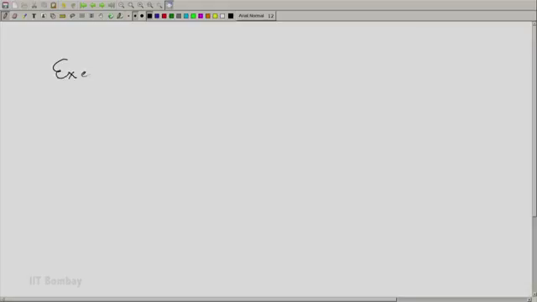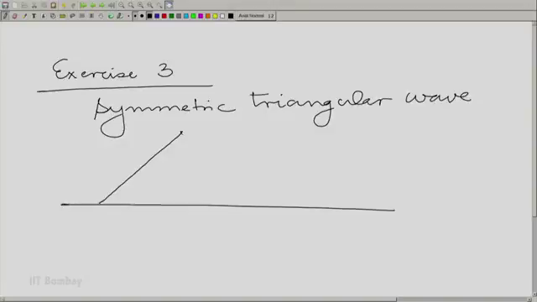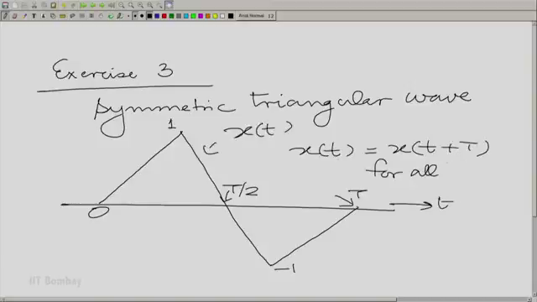Exercise 3 will now be a slightly more complex waveform. Let me draw the waveform for you. So, exercise 3, we have a symmetric triangular wave. I am showing you the wave over one period. So, it rises to 1, falls to 0, then goes down to -1 and comes back to 0. This is shown over one period. Of course, x(t) is equal to x(t + T) for all t.